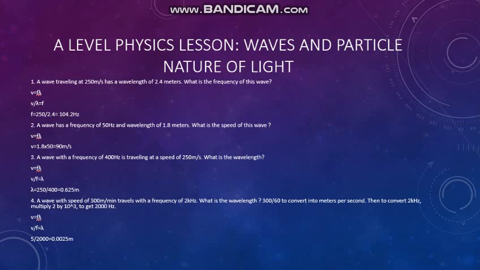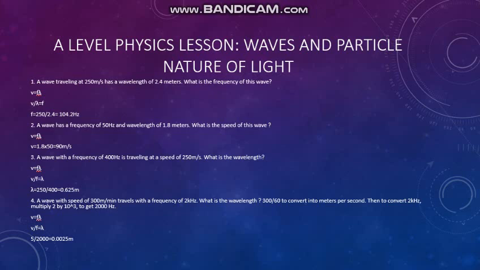The next question states that a wave has a frequency of 50 hertz and a wavelength of 1.8 meters. What is the speed of the wave? For this we can simply use v equals f lambda. Our wavelength is 1.8 and our frequency is 50, so we do 1.8 times 50, which gives us 90 meters per second as our wave speed.